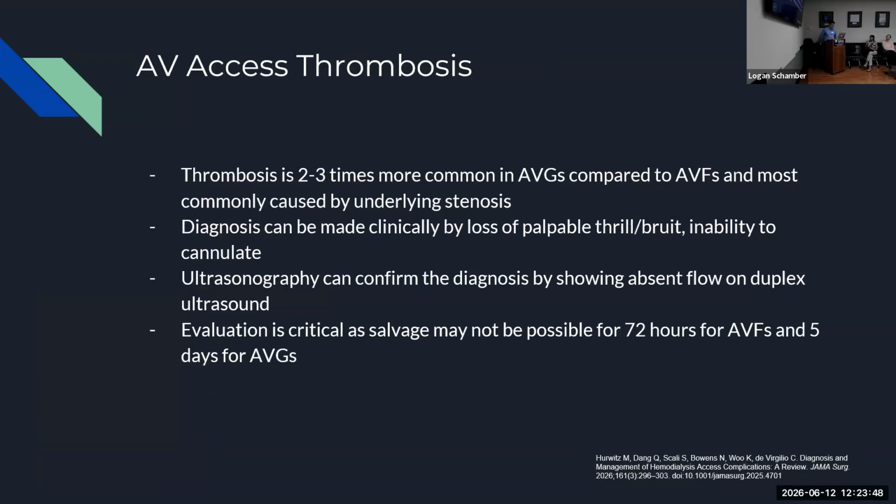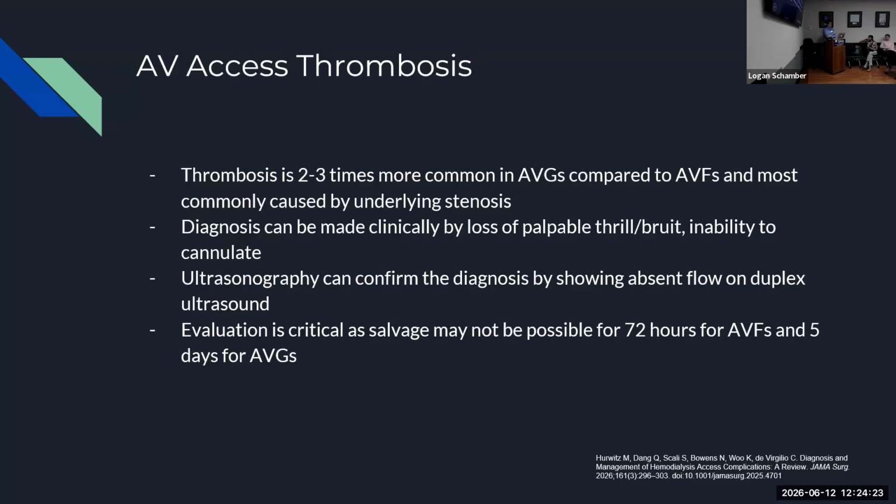So the next complication I wanted to discuss, piggybacking off of stenosis, is thrombosis. I've seen this a few times, definitely throughout the fellowship here, but thrombosis, important for my co-fellows to know, is more common in AV grafts compared to fistulas. And the most common etiology is underlying AV stenosis. And so you should suspect a thrombosis if you're palpating the fistula or the graft and you don't feel a thrill or bruit at all, or if there's inability to actually cannulate on dialysis. And so the first alarm bell that should be going off is, is there a thrombosis of this access?